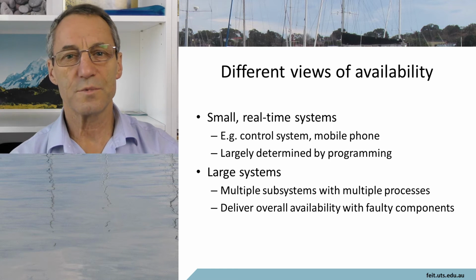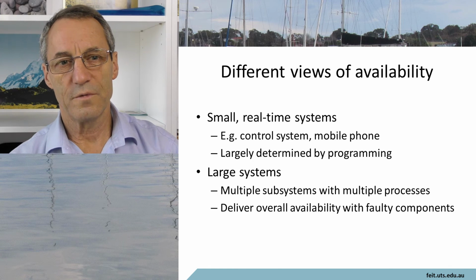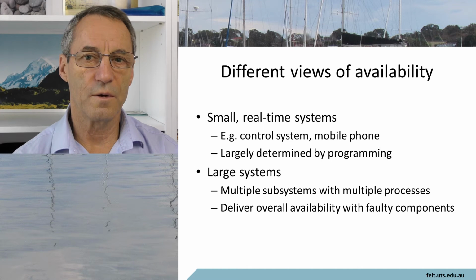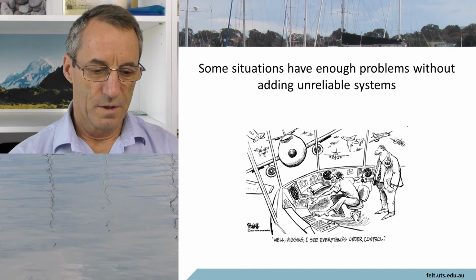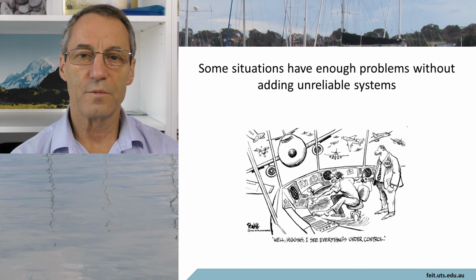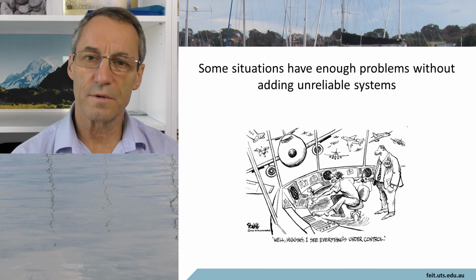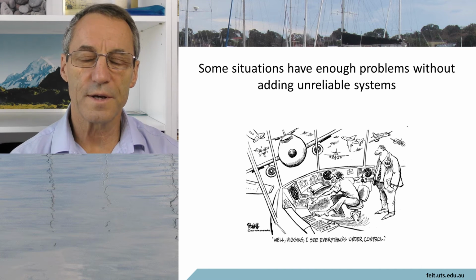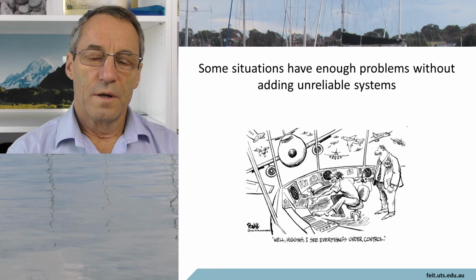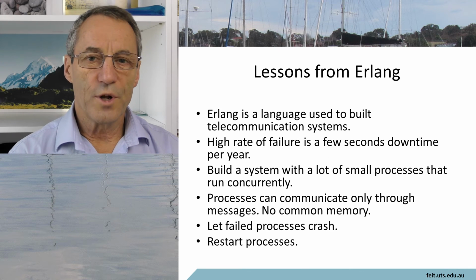So we're dealing with circumstances where we do have possibly a number of processes and process instances that we can deal with. Now, there are some situations that do have quite enough problems without dealing with unreliable systems. All right? So air traffic control, for example, they've got enough problems to worry about. The last thing they need is unreliable systems. Now, in these circumstances, we can take some lessons from Erlang.